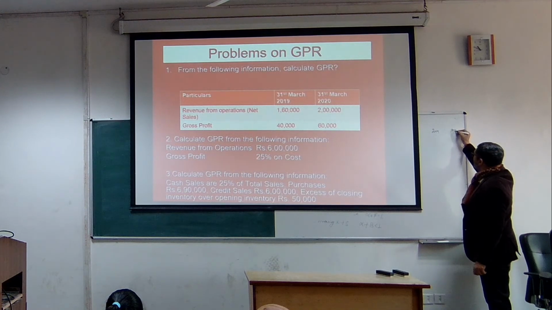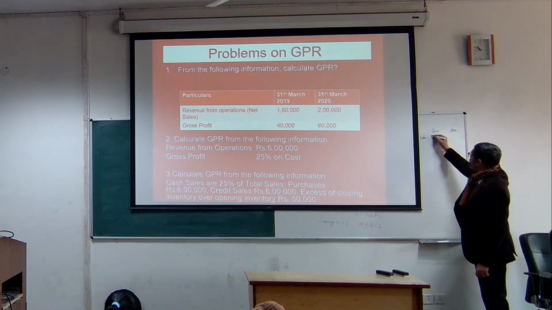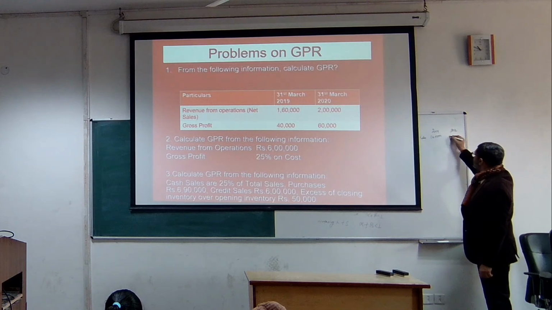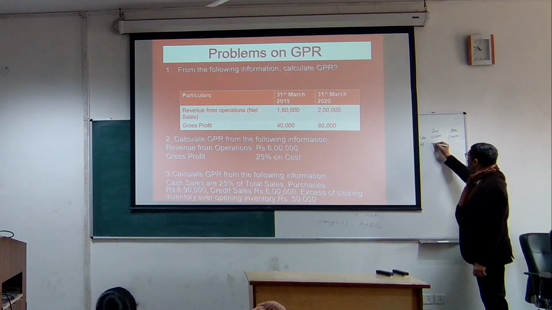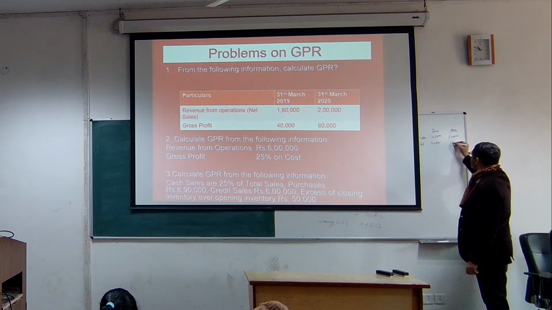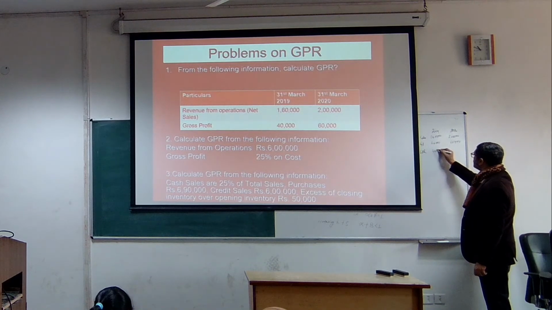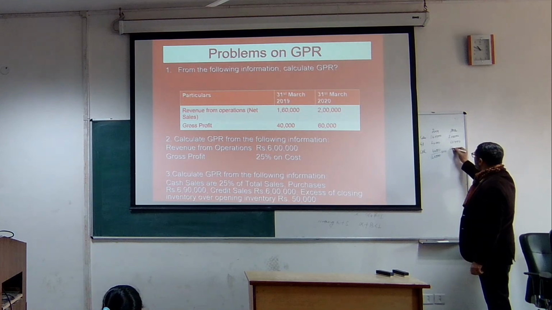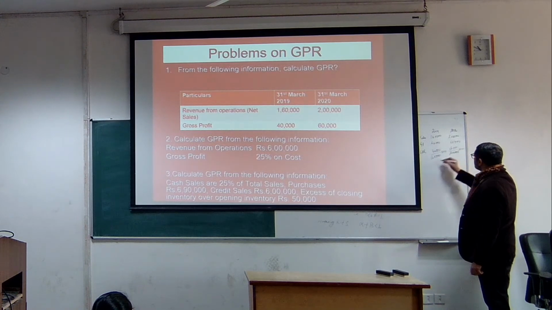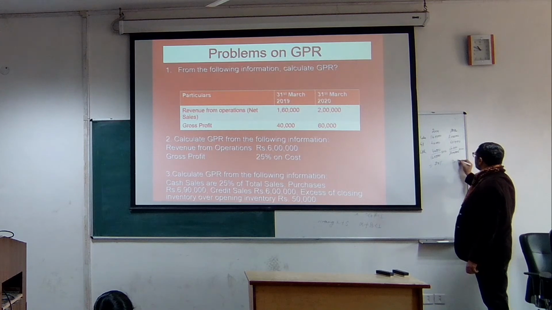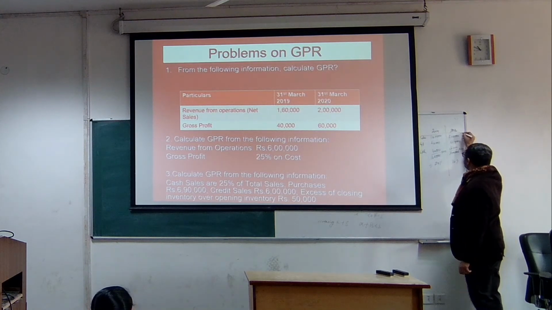So 2019, 2020, my sales is how much? 1,60,000. This is 2 lakhs. My gross profit is 40,000 and this is 60,000. The formula for gross profit ratio is 40,000 divided by 1,60,000 into 100, and 60,000 divided by 2 lakh into 100. So this is equal to 25% and this is equal to 30%.